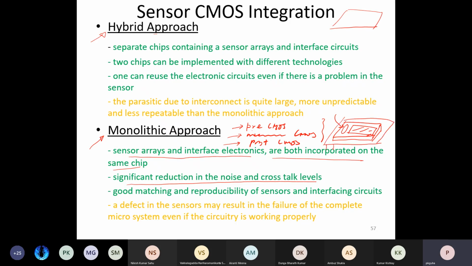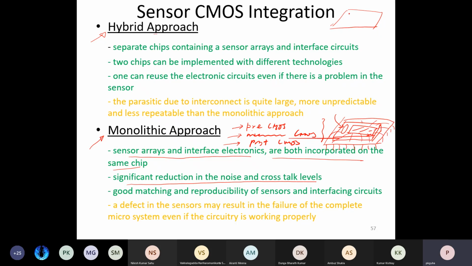Okay, if you open up any electronic gadgets, you will see packages like this with legs, and those are basically covered, and all this you need to connect with a bond wire with the legs, right? So that you can access from outside.